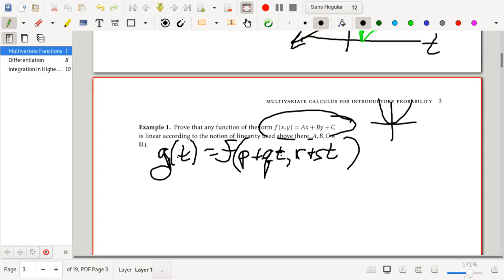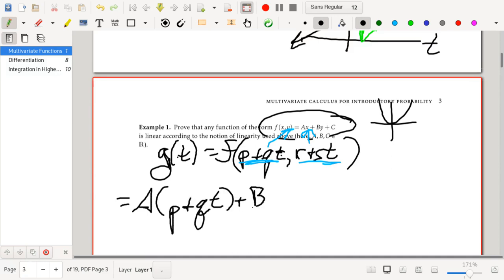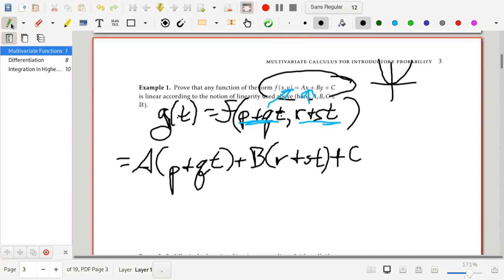And this function, if we plug these coordinates into this, that's going to be A, P plus Q, T plus B, R plus S, T, plus C. And then what are we going to do next? Well, we're going to multiply all those constants. So we have AP plus AQT plus BR plus BST plus C.